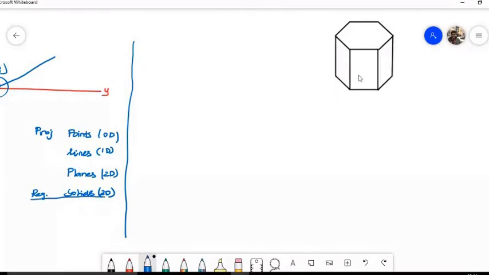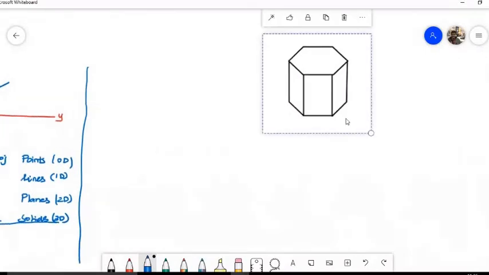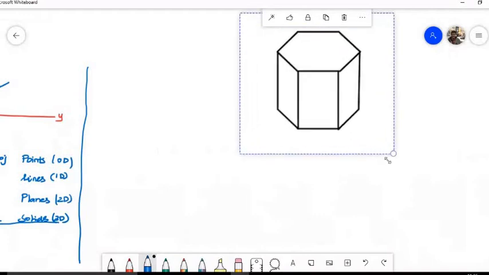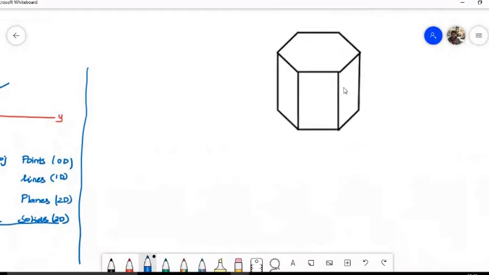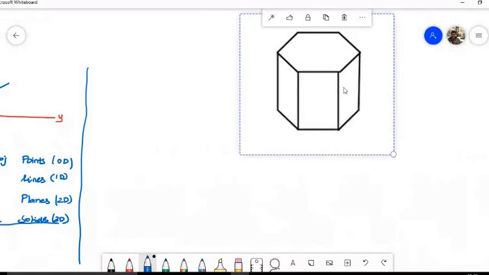Okay, so whether this is visible, yes, sir. What is this shape name?